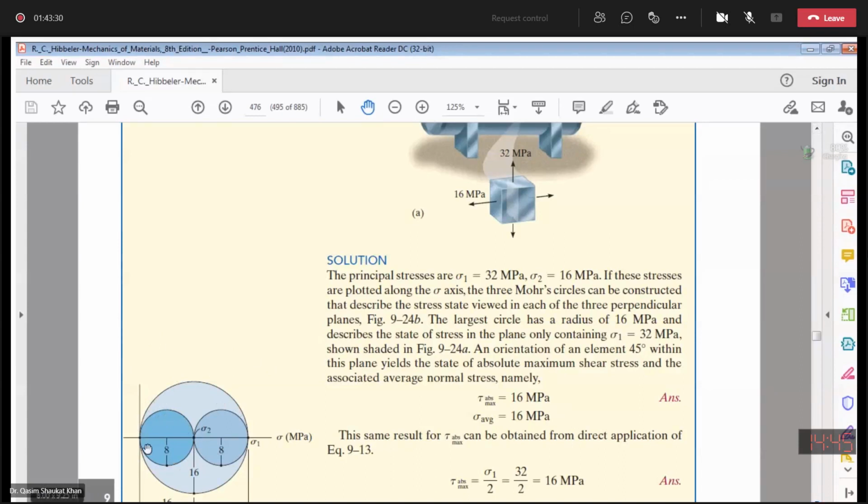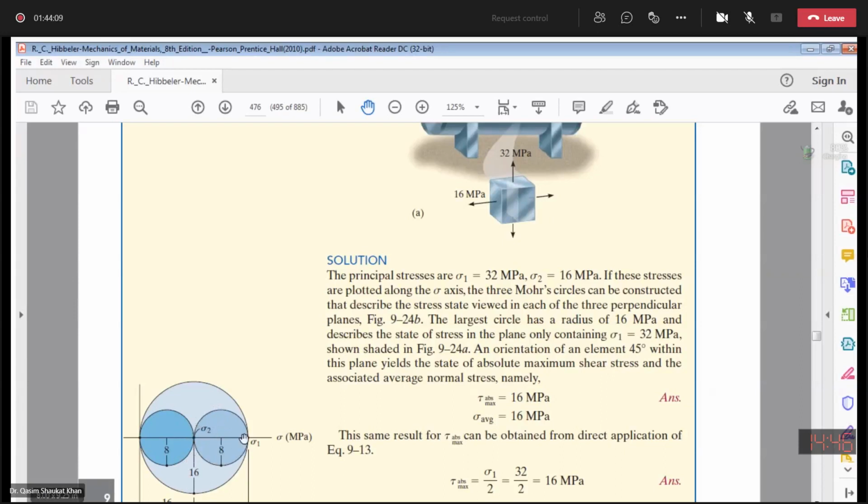So this one is basically yz, from 0 to sigma 2. Sigma 2 is 16, so tau yz is 8 megapascals. Then you have to draw for xz. In xz you have principal stress 32 megapascals, from 0 to 32, and the radius will be sigma 1 over 2, that is 16 megapascals. Then we will draw xy.